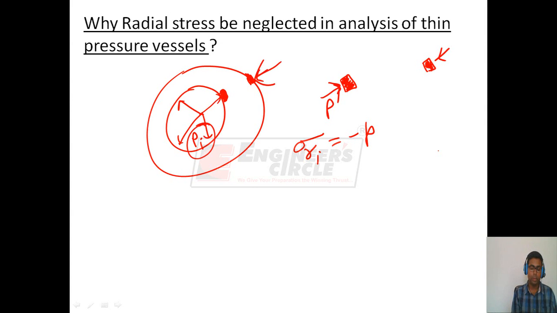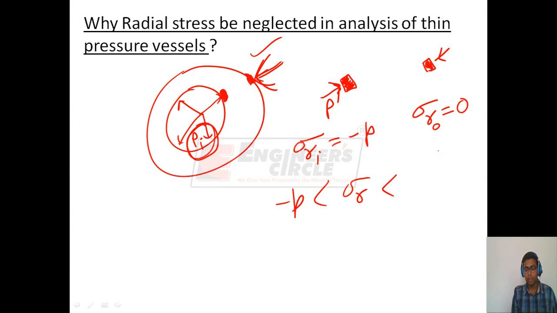Because if we are taking gauge pressure here, here also we have to take gauge pressure. Since the pressure acting here is atmospheric, the gauge pressure here is 0. So we can say the radial stress at r equal to R naught, that is the outer radius, is 0. So radial stress is varying from minus P to 0, and the maximum value of radial stress is P.